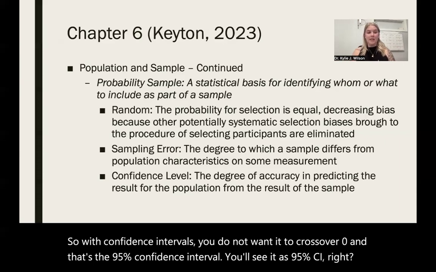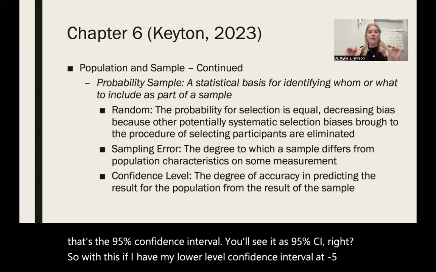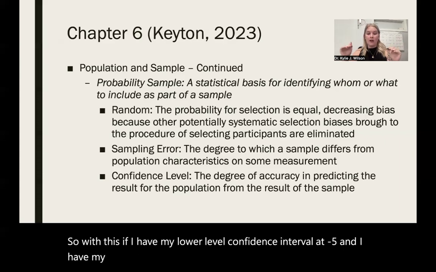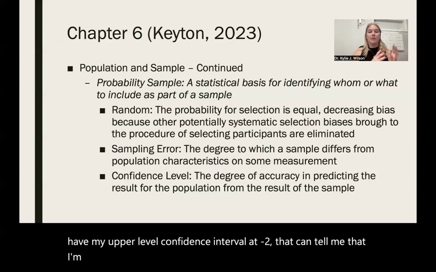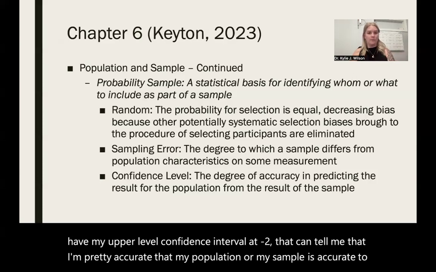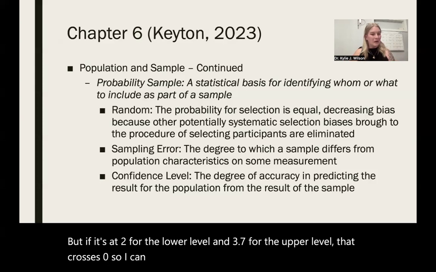So with this, if I have my lower level confidence interval at -5, and I have my upper level confidence interval at -2, that can tell me that I'm pretty accurate, that my sample is accurate to the population. But if it's at -2 for the lower level and 3.7 for the upper level, that crosses 0. So I can say it's not really representative. Okay.